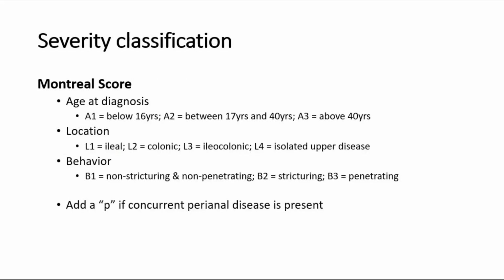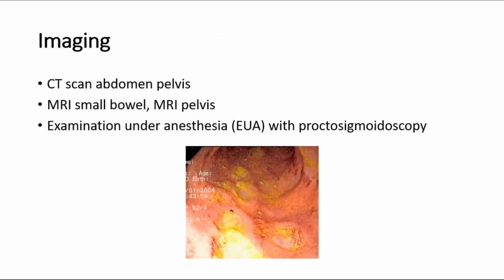The Montreal score can be used to classify disease severity of Crohn's disease, based on the age at diagnosis, the location of lesions, and the behavior, whether it is stricturing or penetrating. Add a P if there is concurrent perianal disease. For imaging investigation, a CT scan abdomen pelvis is usually done in severe Crohn's disease, as it can demonstrate bowel obstruction, bowel perforation, or intra-abdominal collections. MRI imaging can also be used to assess disease severity. Subsequent examination under anesthesia, with proctosigmoidoscopy, may also be considered to examine and treat perianal fistula.